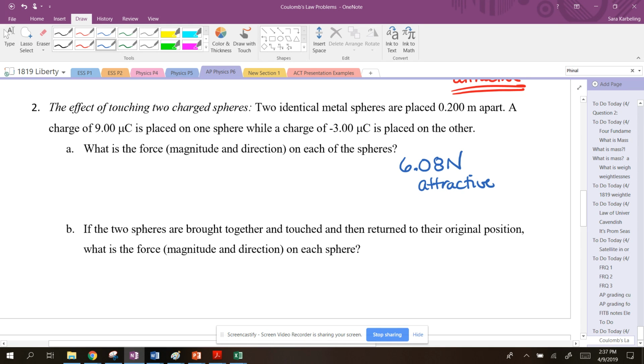Now let's think about what happens now. For part B, the 2 spheres are brought together and they touch, but then they return to their original positions. What's the significance of putting the 2 spheres together? The radius is 0 for a moment, but we're going to touch them together and then we're going to move them apart again. So what's the significance of bringing this one that's got a positive 9 microcoulombs and one that's got a negative 3 microcoulombs? We're going to put them together. What's going to happen? They're going to shoot. What are you going to say?